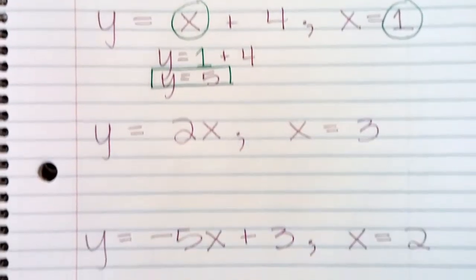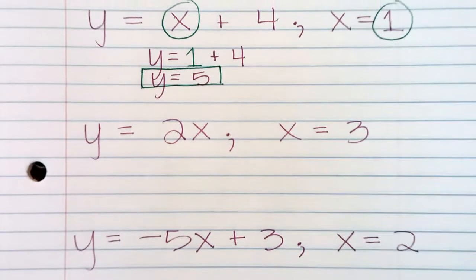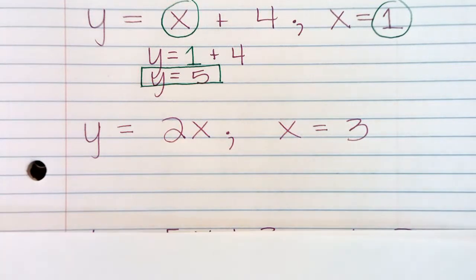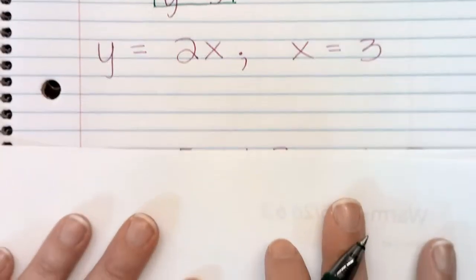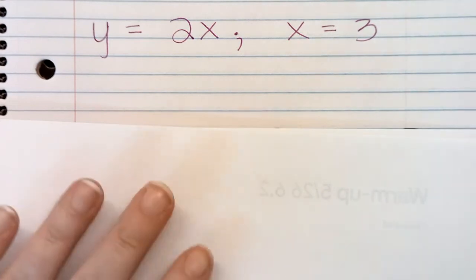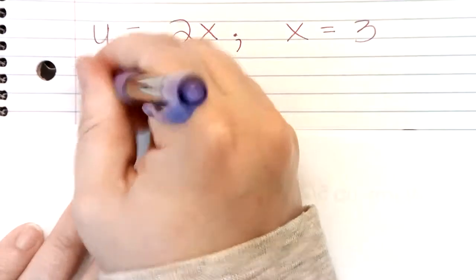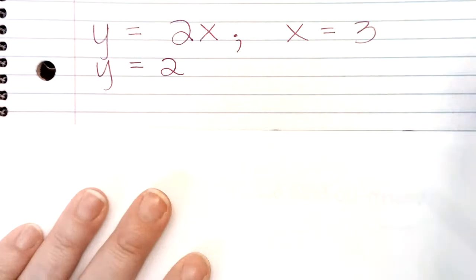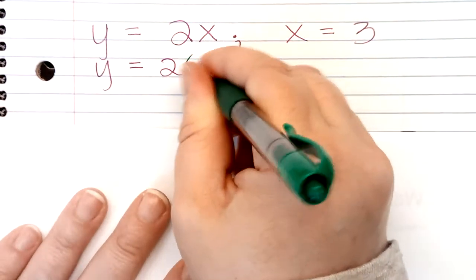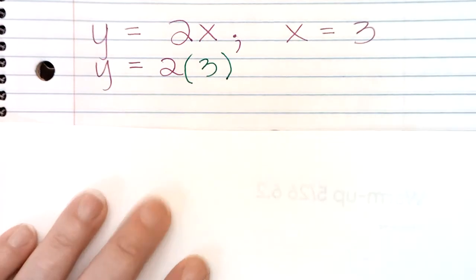Next, I'm going to cover this one so we don't pay attention to that yet. So we have y equals 2x and x equals 3. So y equals 2x when x equals 3. Let's plug it in. So you're going to have y equals 2, and then instead of this x, we're plugging in 3. So I'm going to use parentheses for that to show that we're multiplying.